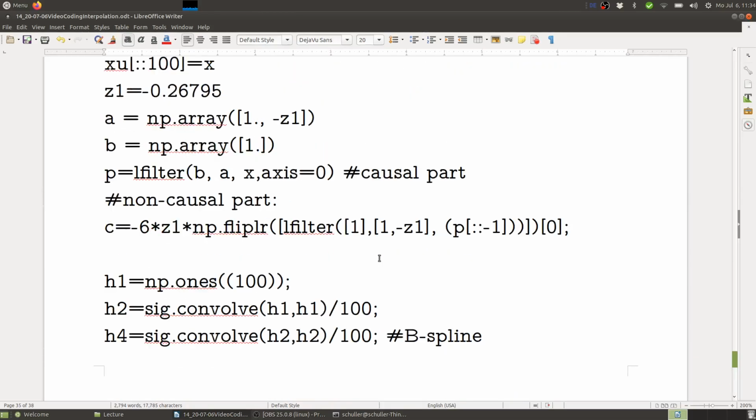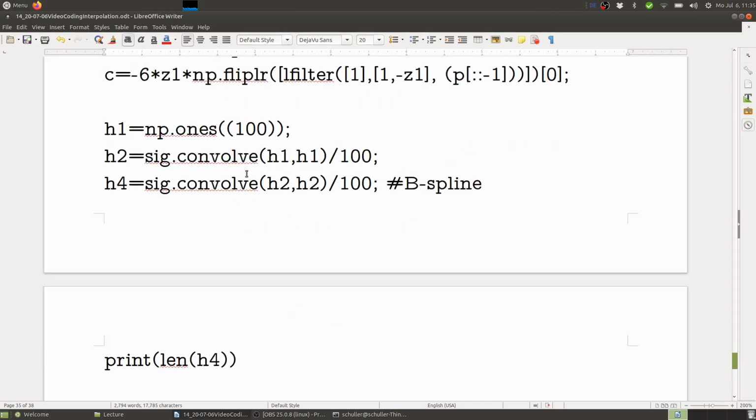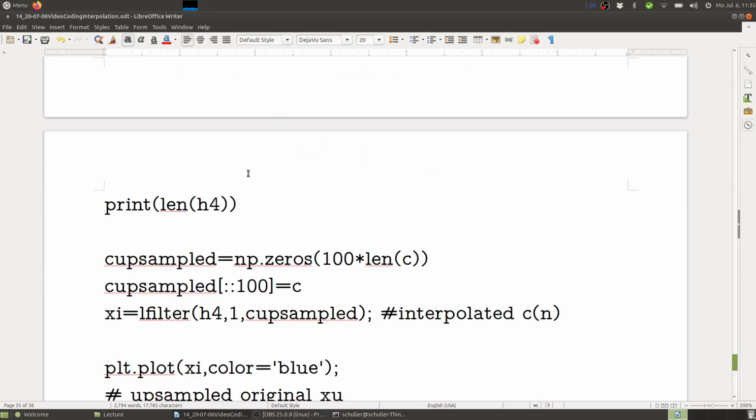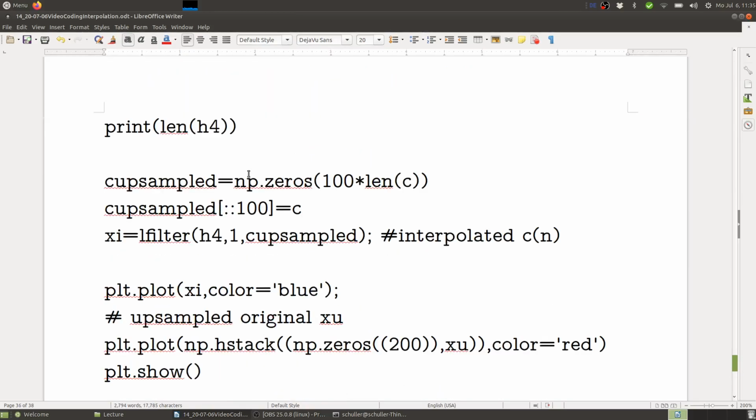So here, let's see, C is our sequence, which came from the original X, right, the original pixel values. And for the interpolation, we need to create the intermediate sample points. So that's why we need to upsample this C by a factor of 100, because I want to have 99 samples in between for interpolation. So this would be a 100th pixel accuracy.